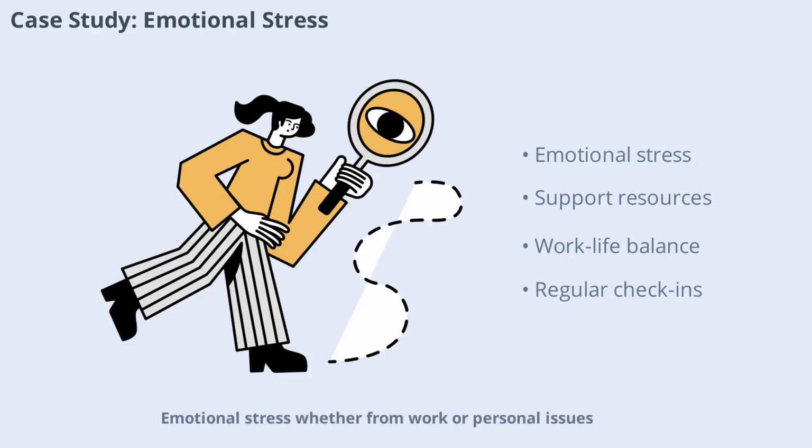Emotional stress, whether from work or personal issues, can spill over into team dynamics. The source is emotional, and the stage is felt conflict. You provide support resources, encourage work-life balance, and check in regularly with team members. This helps manage stress and maintain a positive team environment.